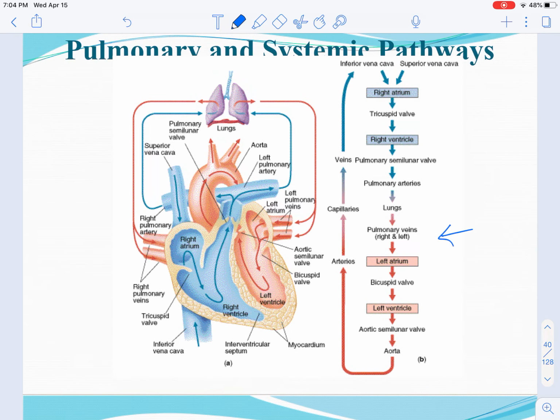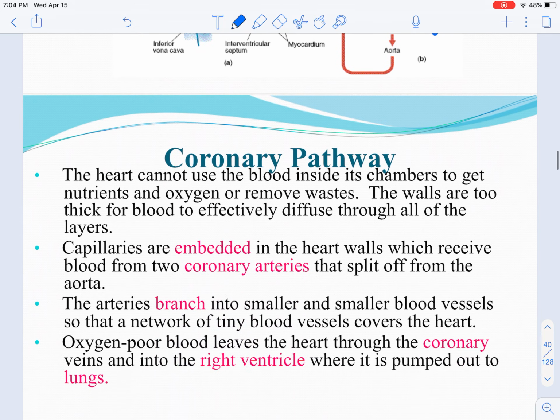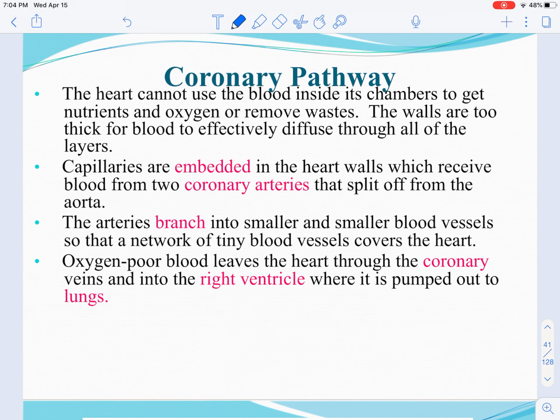You guys have this photo in your notes that you can fill in to review the pathway in a linear way here and follow all the structures that blood would flow to if you're a blood cell making your way through the heart and around the body. It would take that pathway. So check that out.